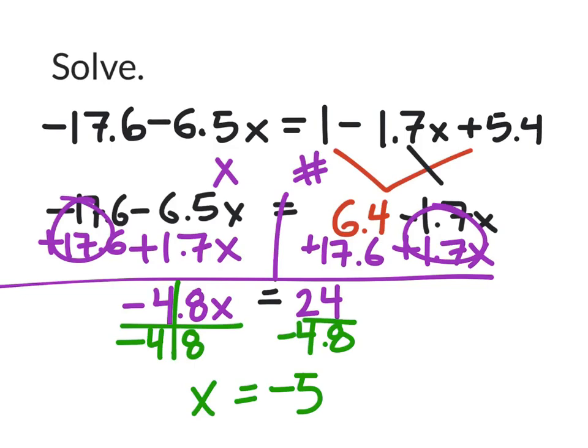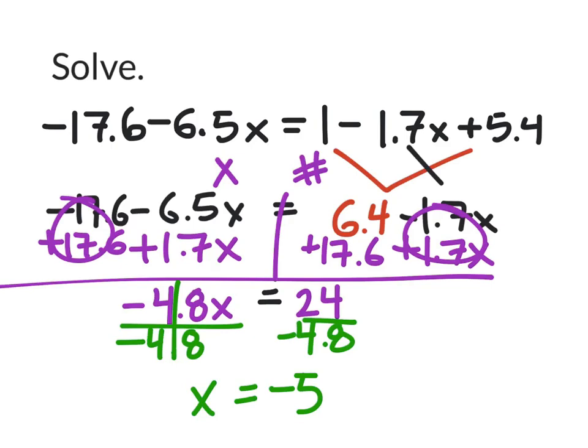So it needs to make the original equation a true statement. All right, so I just used my calculator, negative 17.6 minus 6.5, but instead of x, I'm going to multiply this by negative 5, and my calculator gives me 14.9. That's the left side of the equal sign. So the right side, when I plug it in, it should give me the same answer.